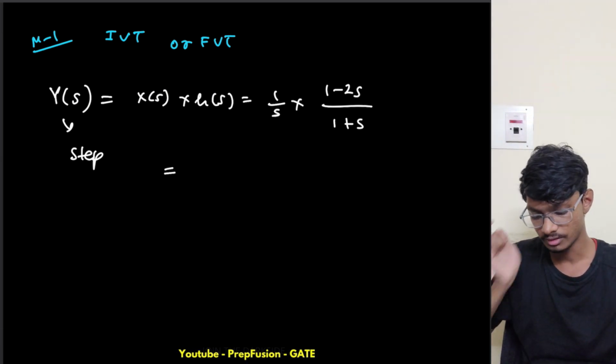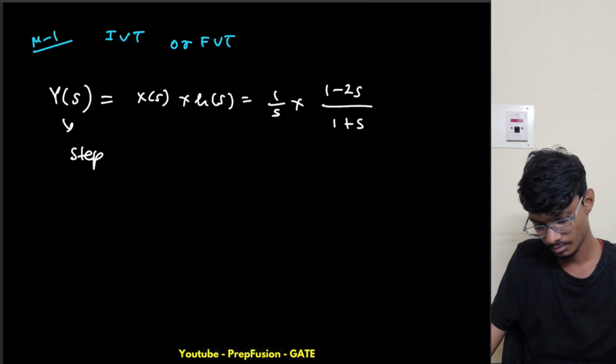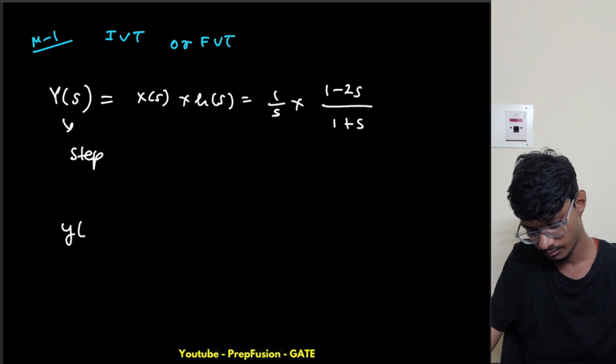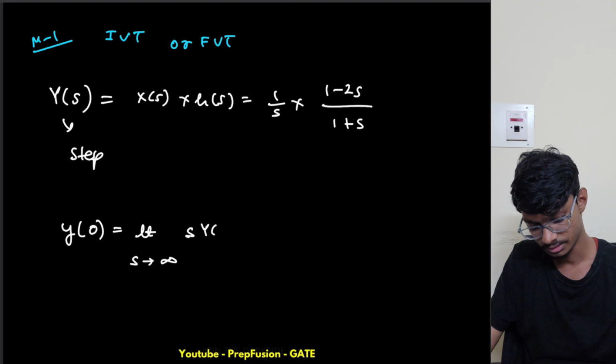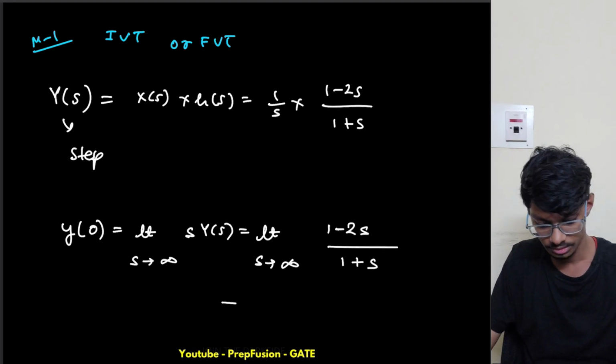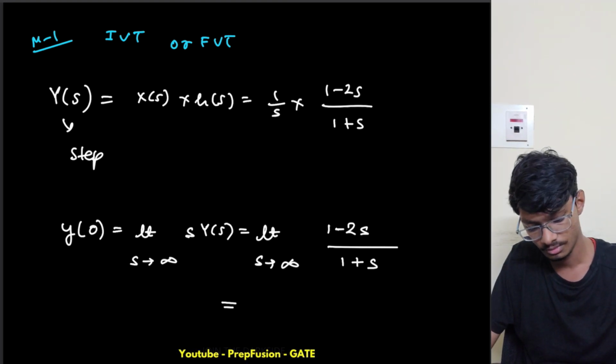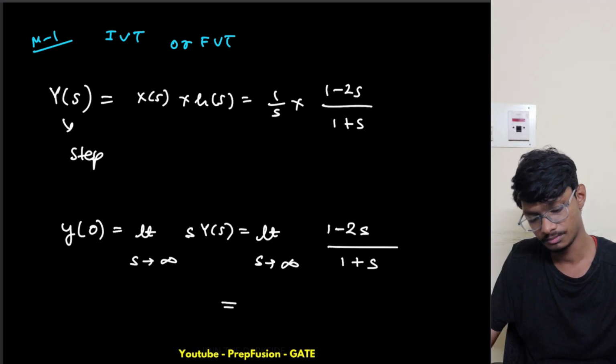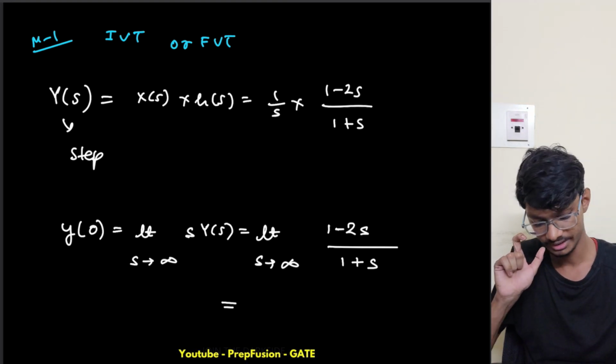What I will do is use the initial value and final value theorem. So y of 0 equals the limit as s tends to infinity of s times Y of s, right? So what I am left with is the limit as s tends to infinity of (1 minus 2s) divided by (1 plus s). Okay, so it is basically equal to simply the coefficient of s, right, minus 2.